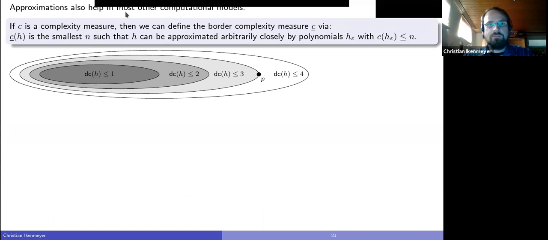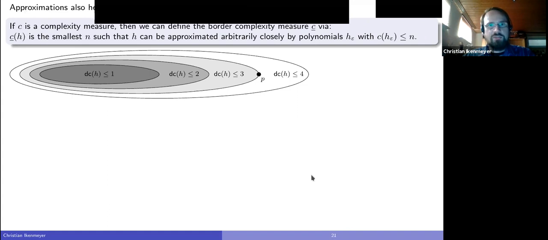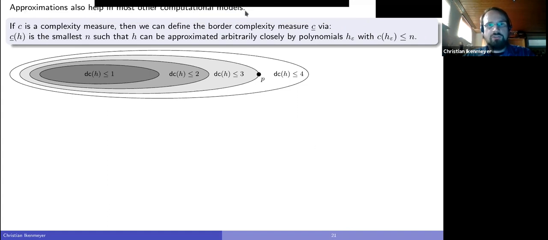So I think there's a problem with a black rectangle here, but I hope it's not too bad. It says approximations also help in most other computational models. So you have any complexity measure that we talked about, all these different complexity measures. Then we can define a border complexity measure exactly, completely analogously, like we did for the Waring rank. And we usually give it an underscore. And that is just the smallest n such that your polynomial can be approximated arbitrarily closely by polynomials where the complexity is bounded. So determinantal complexity, you can do exactly the same thing.